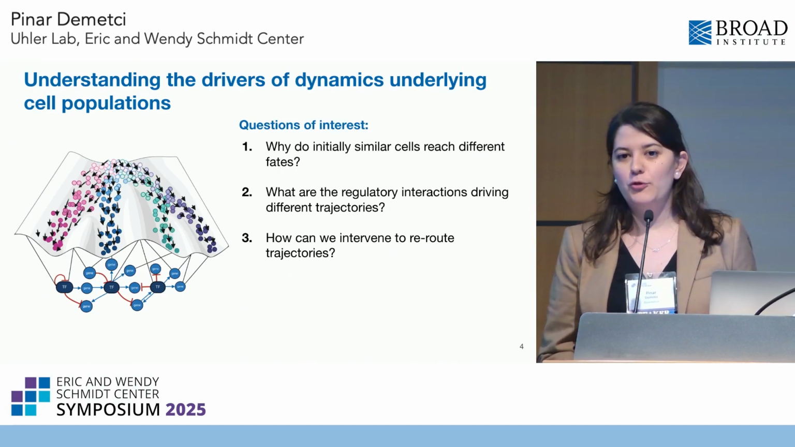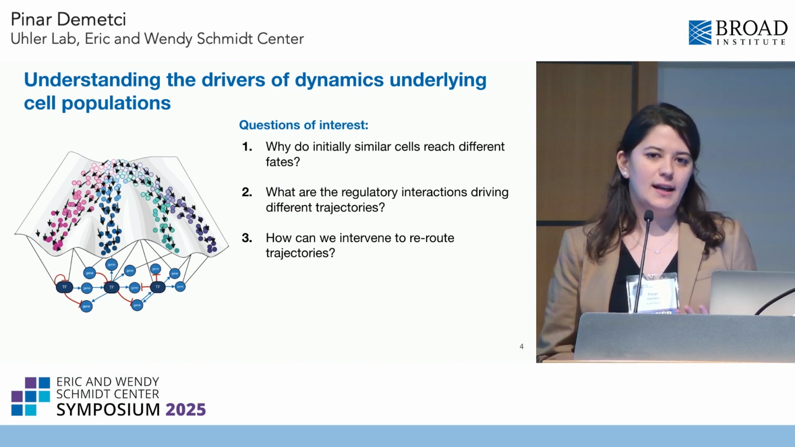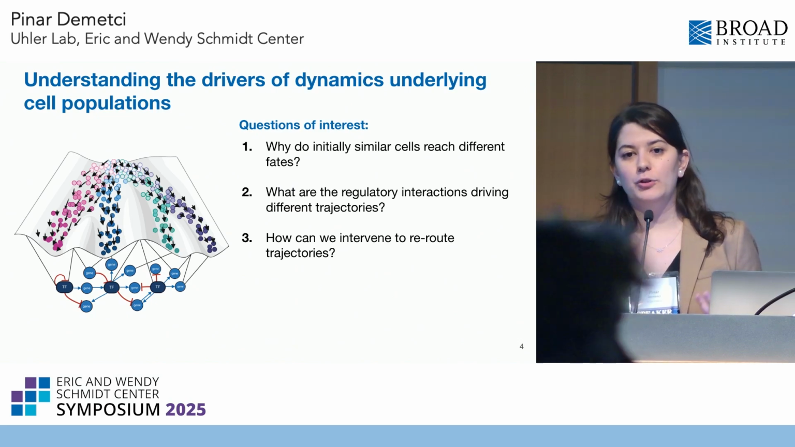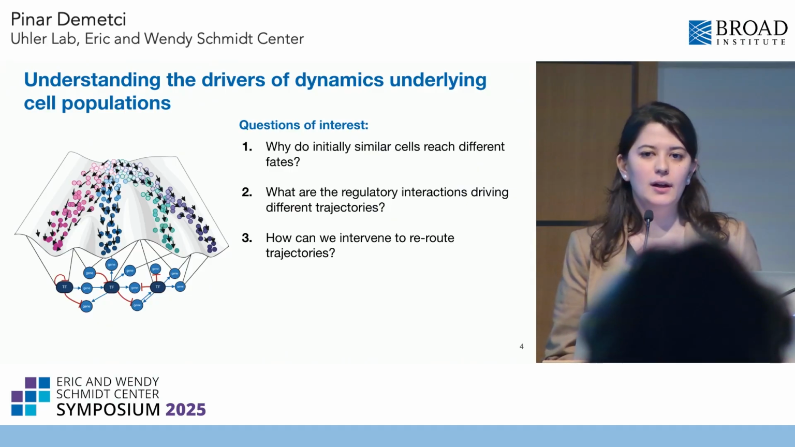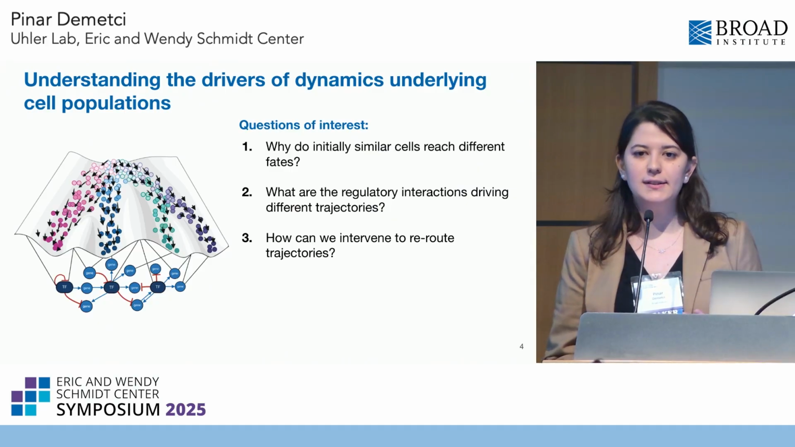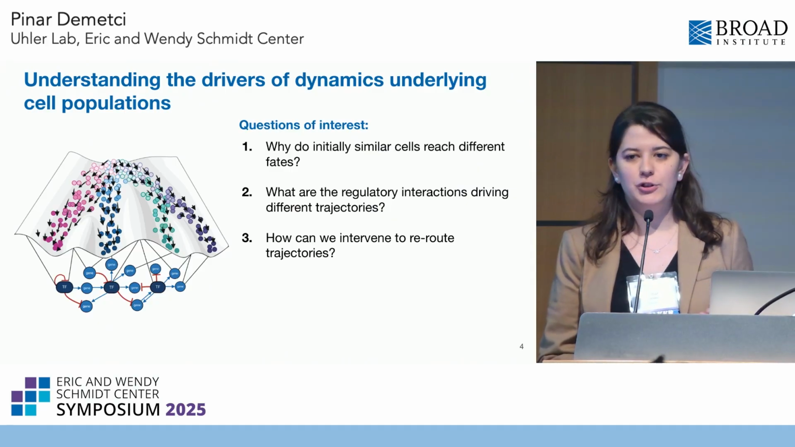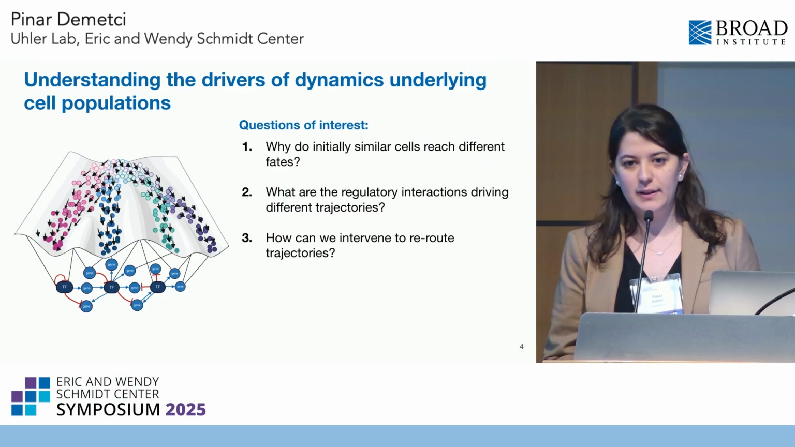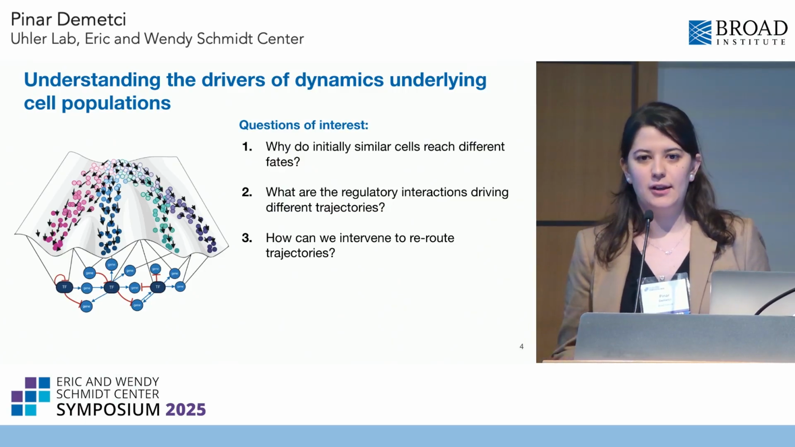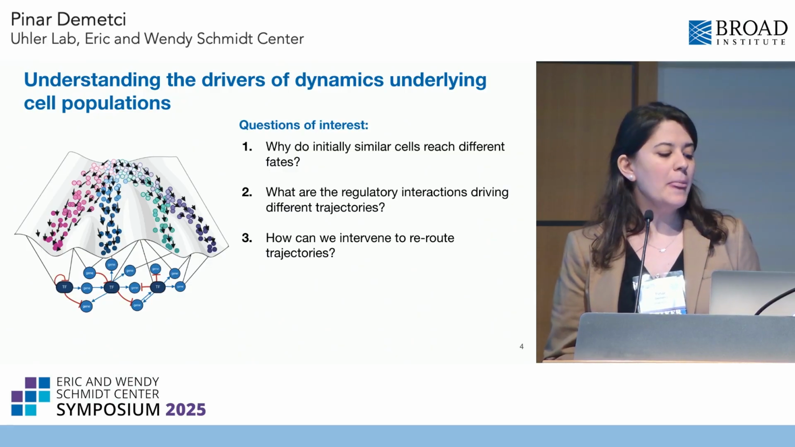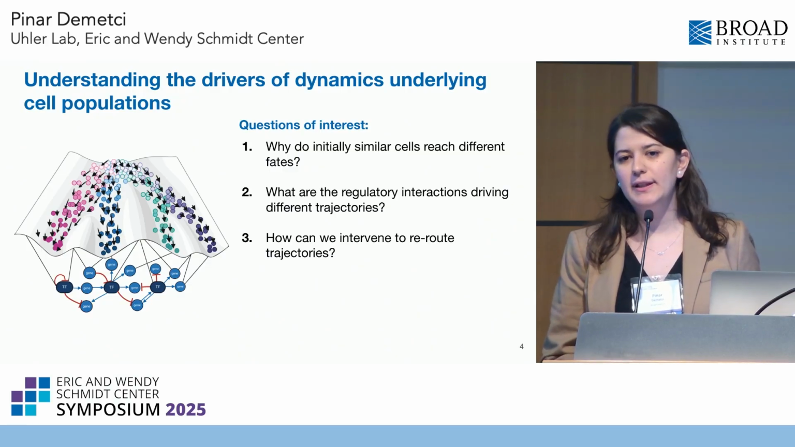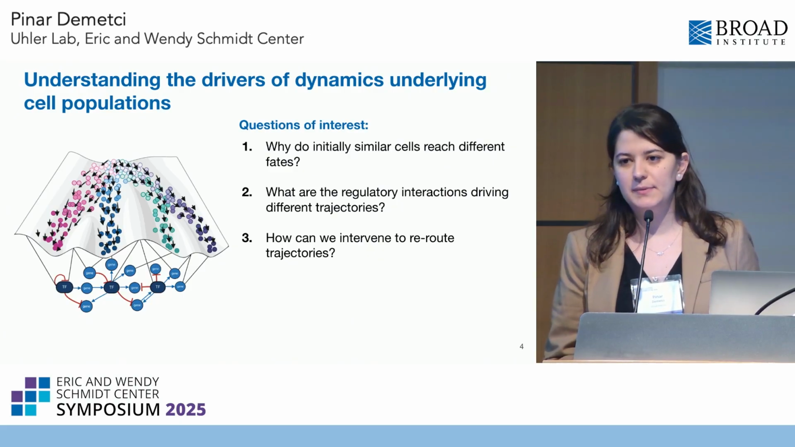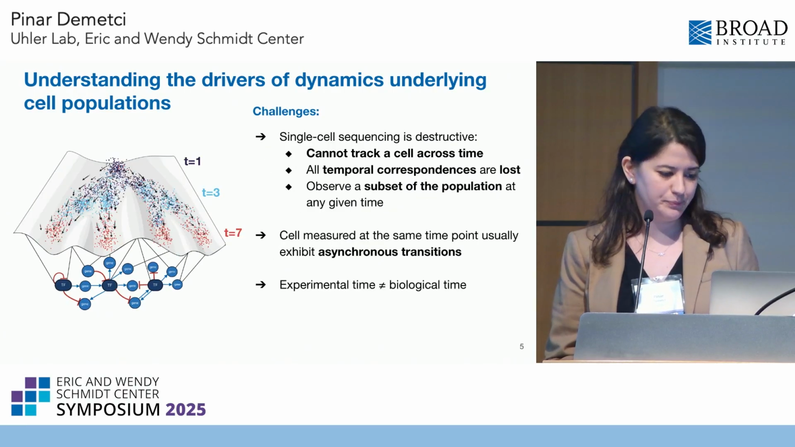Some of the questions of interest when studying these dynamical systems are: why do cells that look initially pretty similar in terms of their genomic profiles end up going into different cell fates? And what are the regulatory interactions that are driving these across different scales of biological time? Once we have insights into these, we could get an idea about how to intervene in these systems so that we can reroute the trajectories.